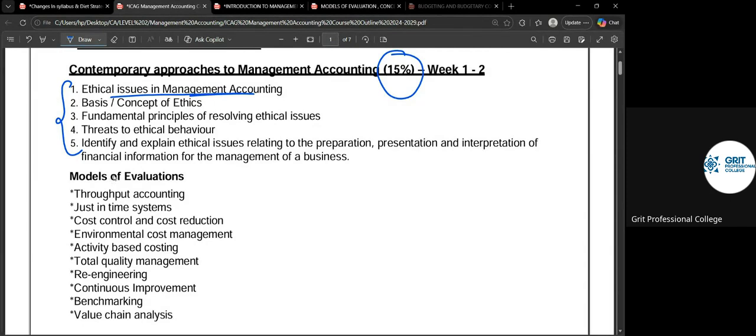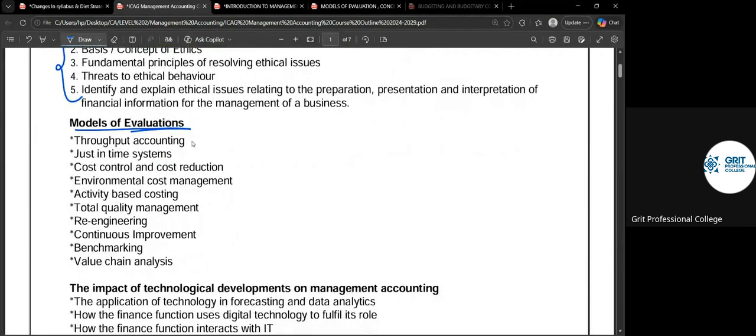Then, very importantly, you have these models of evaluation, and we are going to go through all of them. For the models of evaluation, some of them are theory areas, some of them are computational and theory. So throughput accounting, we are going to go through that. Just-in-time systems, which is just theory. Cost control, cost reduction, also theory. Environmental cost management, also theory. ABC.